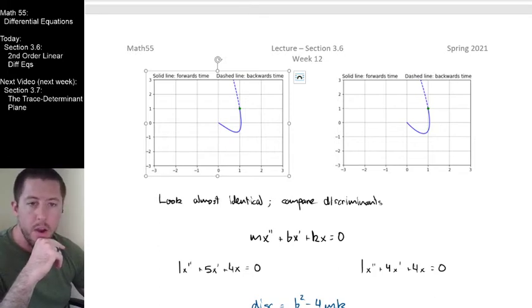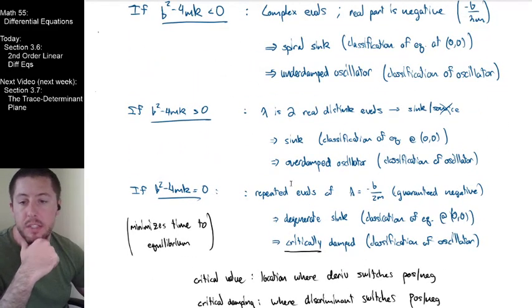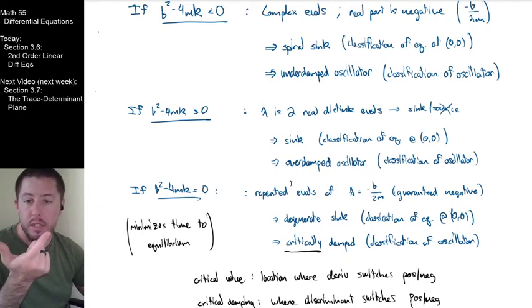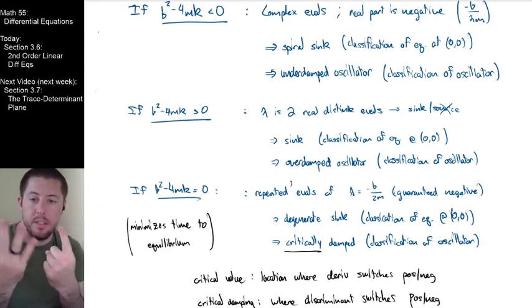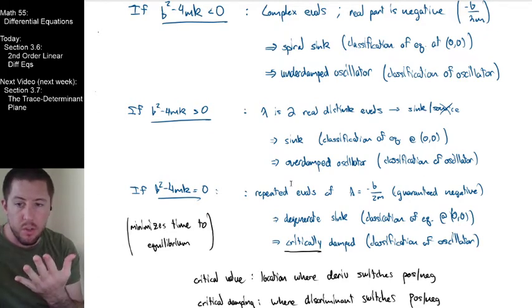Yeah. So there we go. So now we've managed to not only classify the behavior near the equilibrium of each of these things. We've now got sinks, sources, saddles. We've got spiral sinks, spiral source, and center. We got degenerate sink and degenerate source. We got star sink and star source.